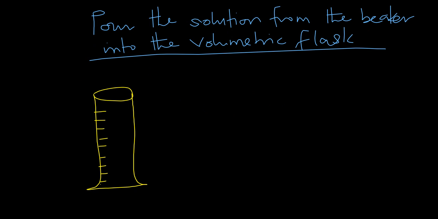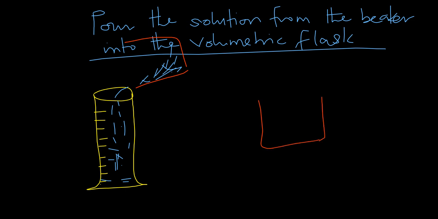So let's say this is our beaker containing our sodium hydroxide. Let me just make it easier. So we pour this content from the beaker into this container like this. So we pour it into the volumetric flask. We pour everything into the volumetric flask. After we do that, we're going to have an empty beaker. Now this empty beaker, remember, will still contain some of the sodium hydroxide.